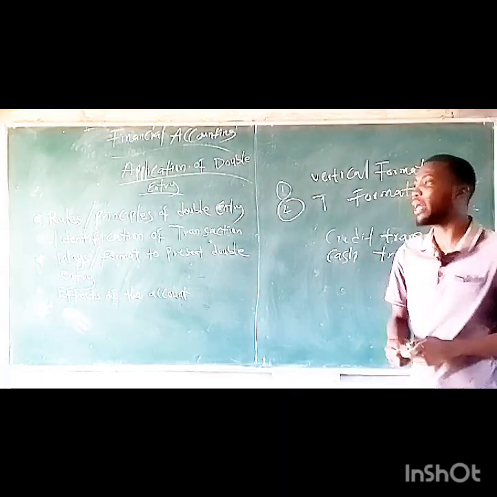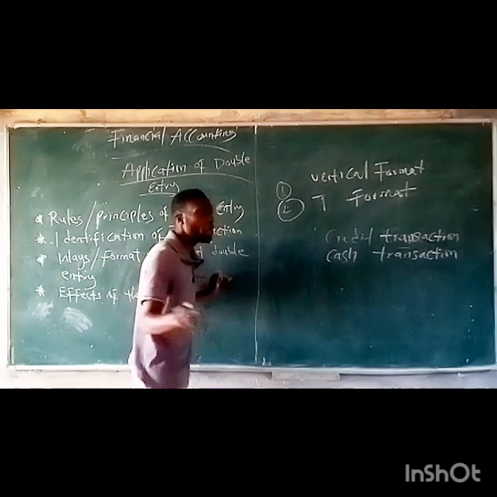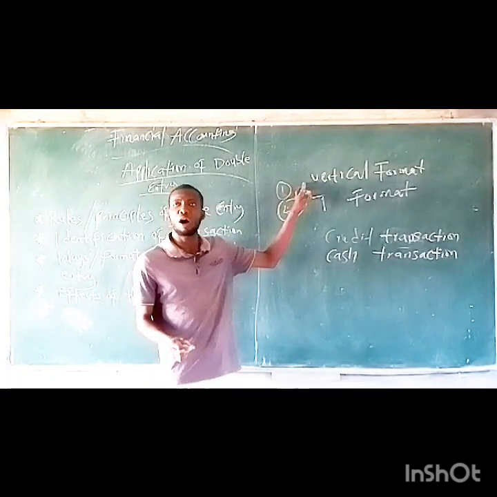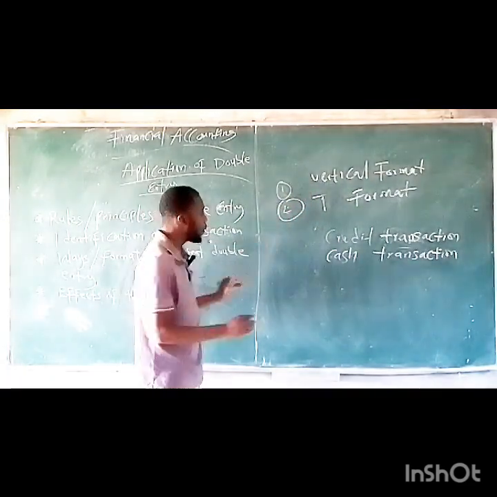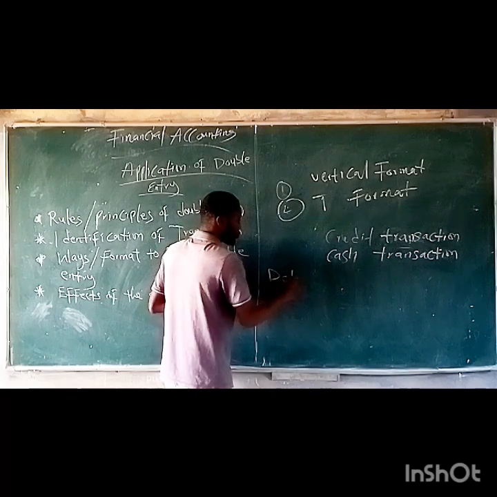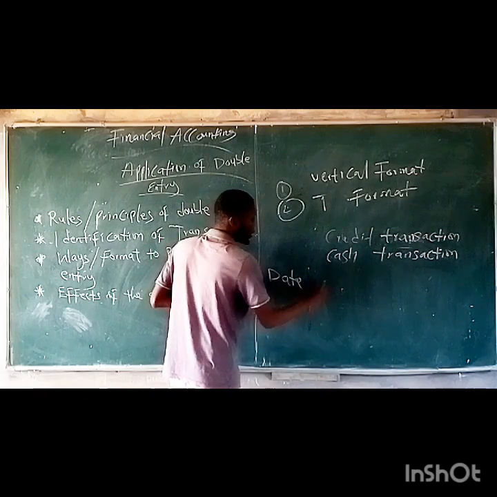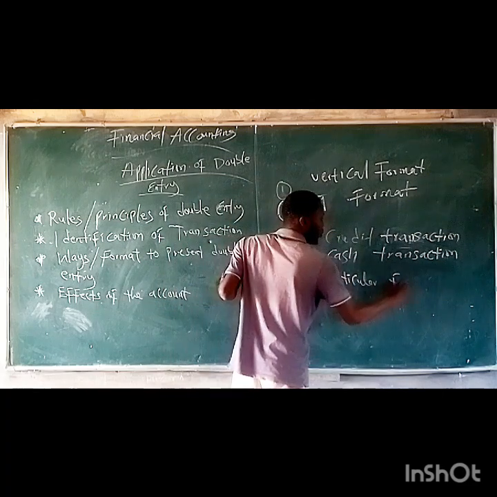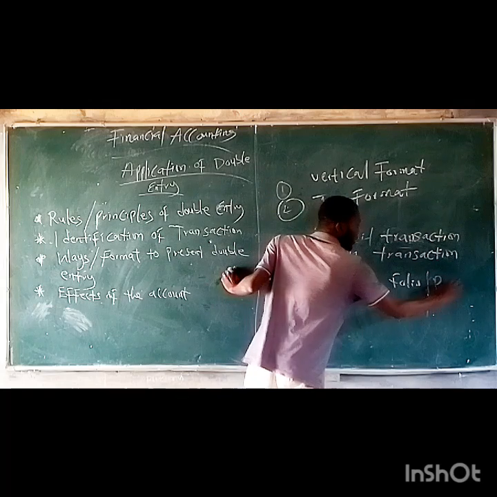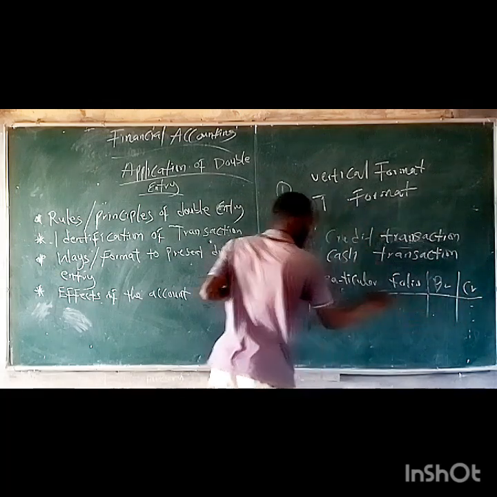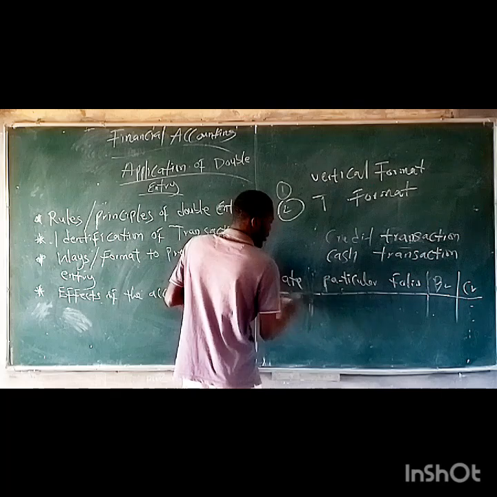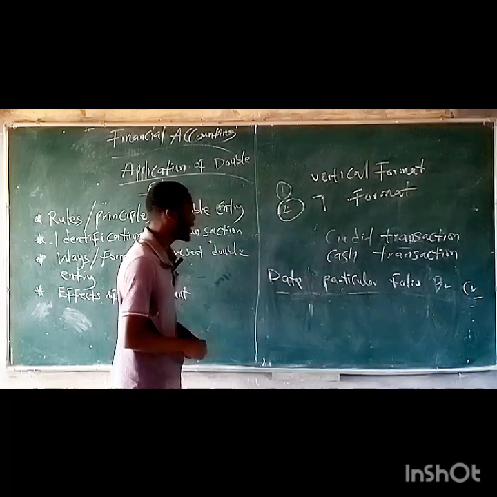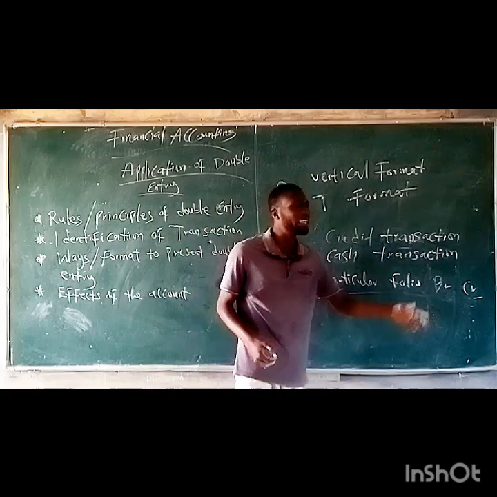Now, looking at the vertical format, for instance, let me use this illustration. This particular format is just like the general journal, that's the journal proper, where we have the date, then the particulars, then the folio, then the debit, and the credit. So the date, the particulars, the folio, the debit, and the credit.